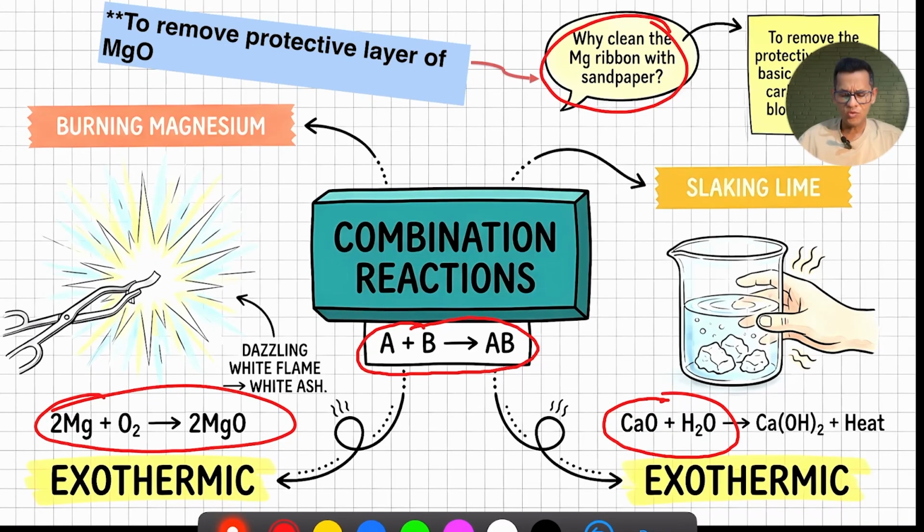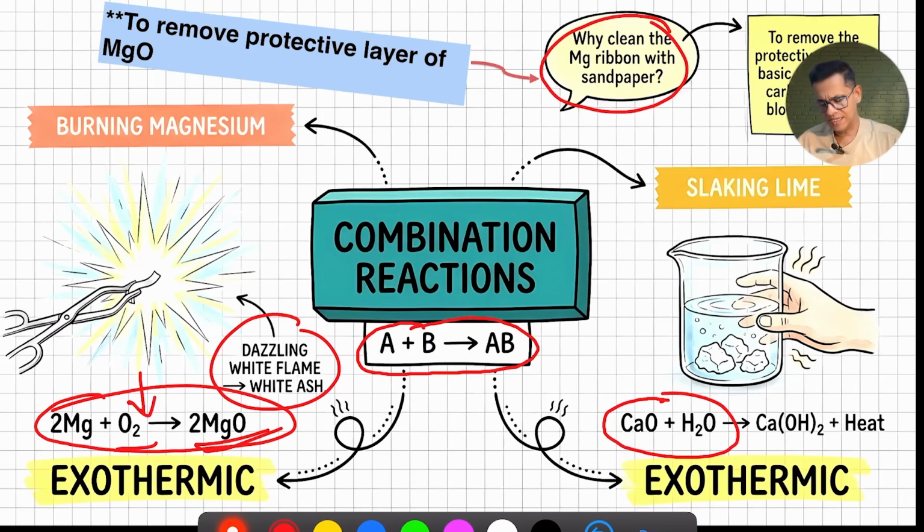So when you burn magnesium ribbon, you are going to see that it combines with oxygen and gives you a dazzling white flame, and with this white flame you get grayish-white magnesium oxide. So basically when you burn it, it combines with oxygen and gives you MgO, which is magnesium oxide. So this is a simple combination reaction. Mg plus O2 gives you MgO.